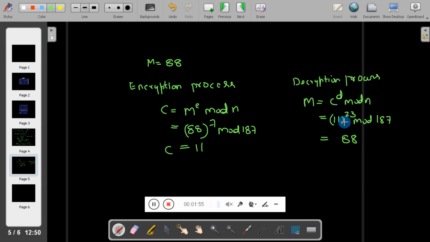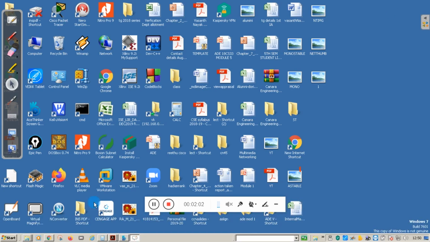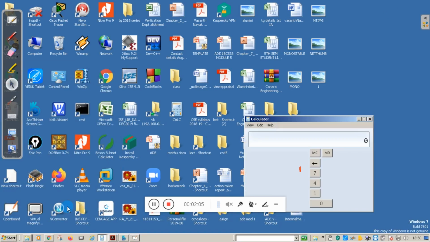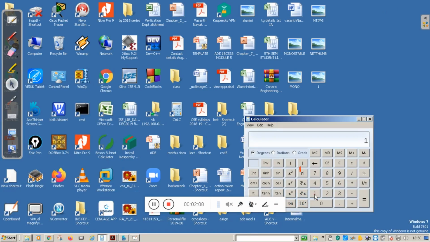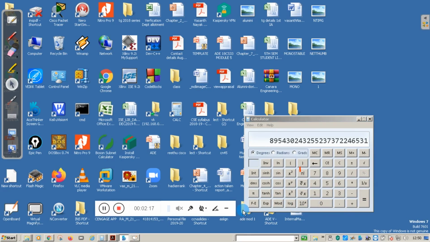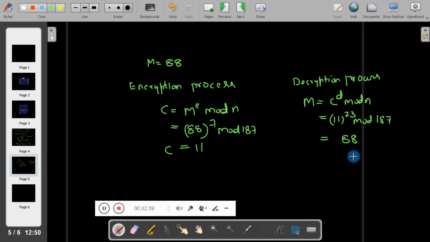When you solve 11 raised to the power 23 mod 187, you will get the answer 88. 11 raised to the power 23 is a very big number. Let's try to solve this one. I will use the calculator. 11 raised to the power 23 is a very big number. Then mod 187. If you can't solve it this way, you have to split the process. Mod 187, you will get 88. So we got the answer 88. So this is the first problem.